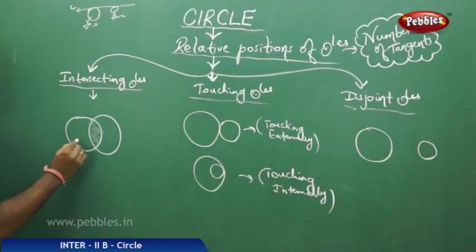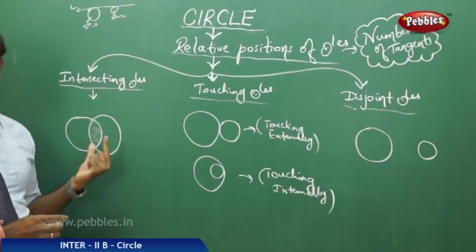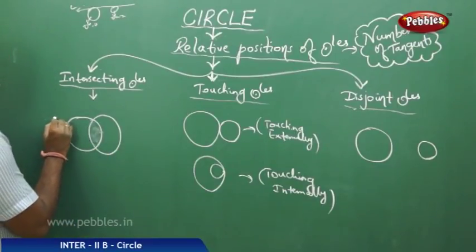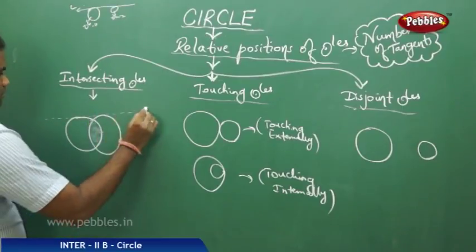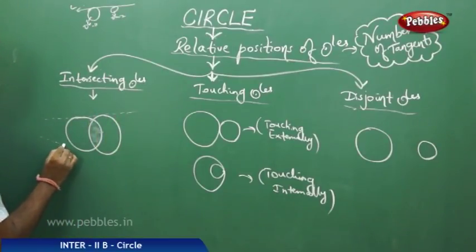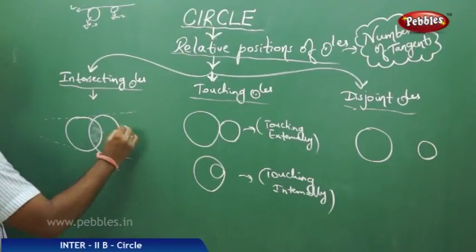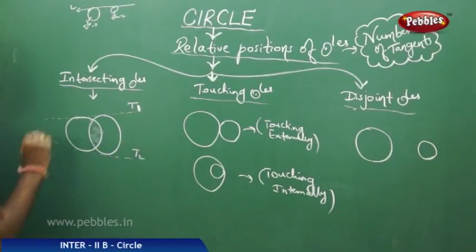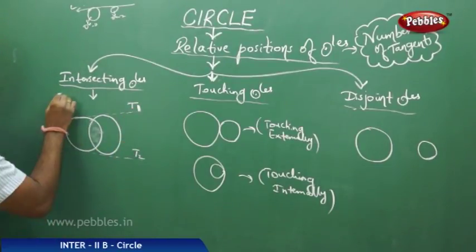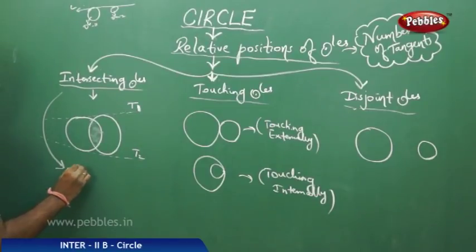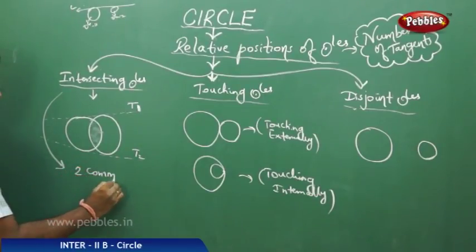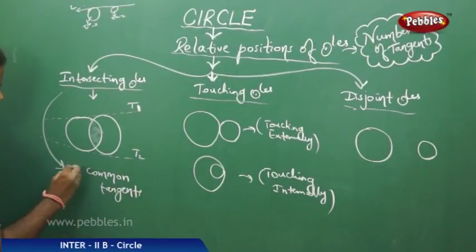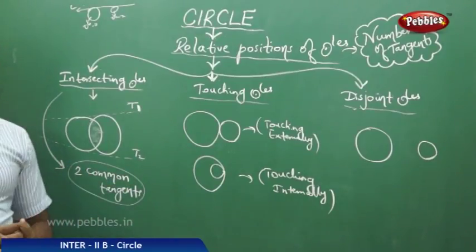Now, for these two circles being intersecting circles in case 1, if I draw a tangent here, and if I can possibly draw another tangent out here, so two common tangents can be drawn for intersecting circles. Therefore, for intersecting circles, I can draw two common tangents.